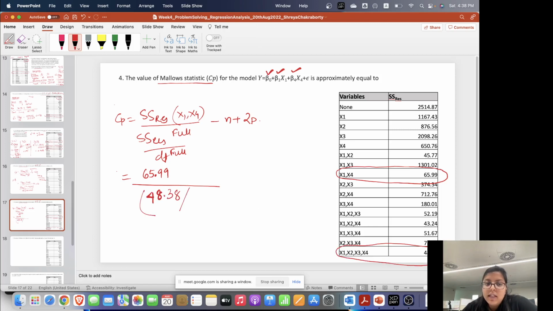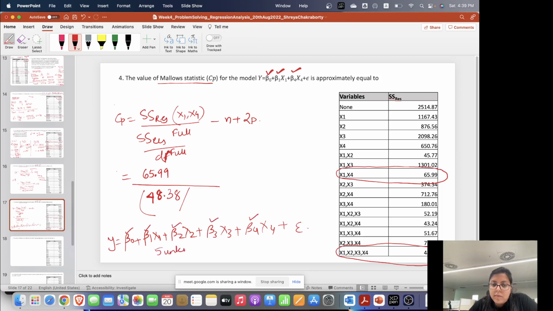But what is my degrees of freedom for the full model? The full model will be y equal to beta naught plus beta 1 x1 plus beta 2 x2 plus beta 3 x3 plus beta 4 x4 plus epsilon. In that case we have 1, 2, 3, 4, 5 unknown parameters, hence 5 normal equations. So our degrees of freedom for residuals would be n minus 5, that is 13 minus 5, which is 8.